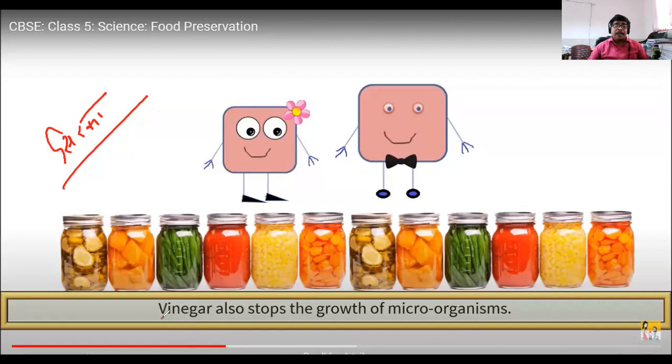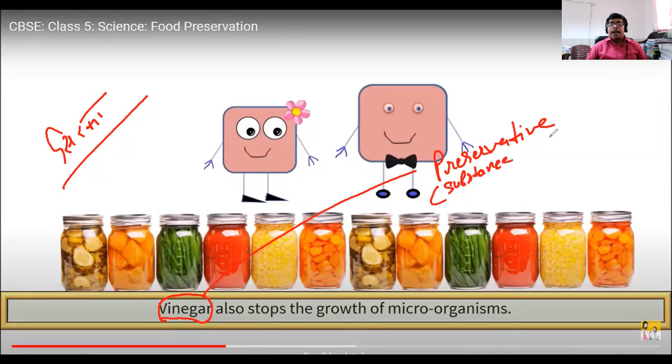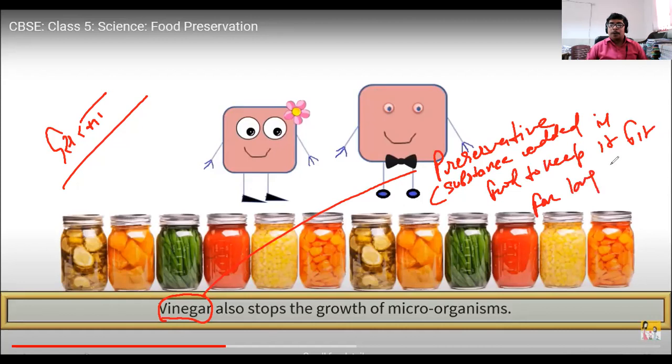So vinegar is a preservative. It is a substance which is added in a foodstuff to make it fit for use for a long time. What is a preservative? A preservative is a substance added in food to keep it fit for a long time.